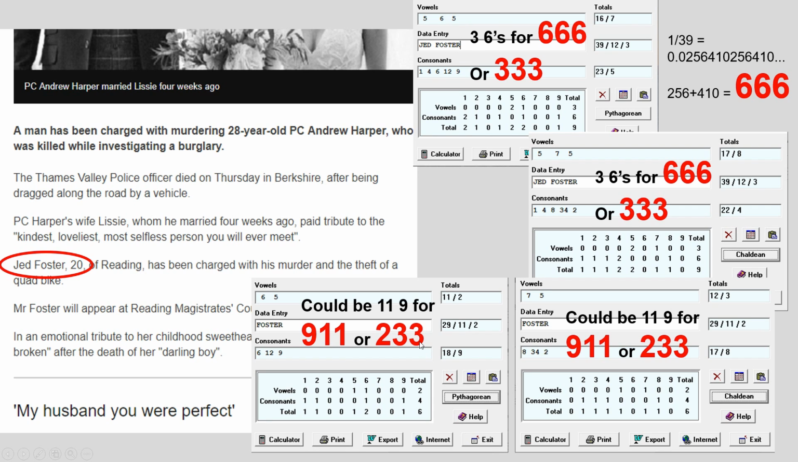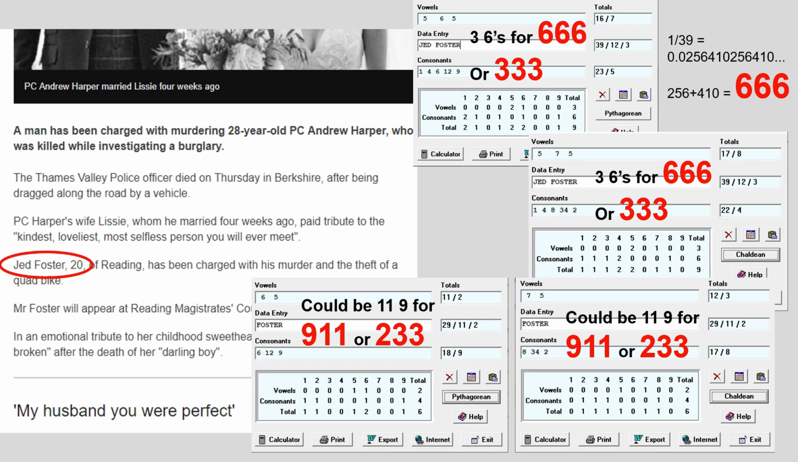And if we look at Foster, it is 29, that's a popular number. You could say that is 11-9 for 911, or if you take the 9 as two 3s, it could be 233. And it's also the same in both Pythagorean and Chaldean numerology. Now I know also 29 is the sum of 2 squared, 3 squared, and 4 squared: 2 by 2, 3 by 3, 4 by 4. And if you take 22, 33 and 44 and add them together, you get 66. So I don't know if that's another origin of 29.